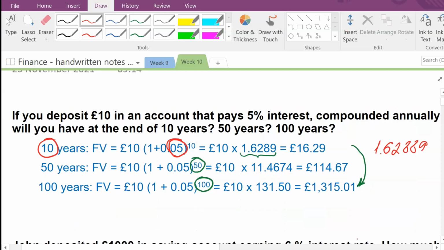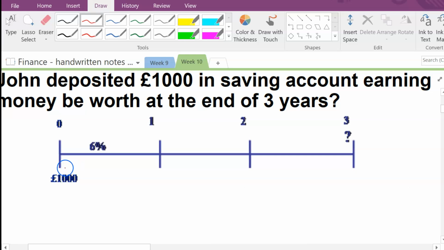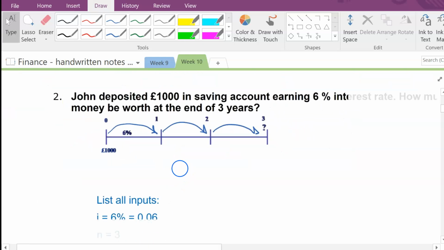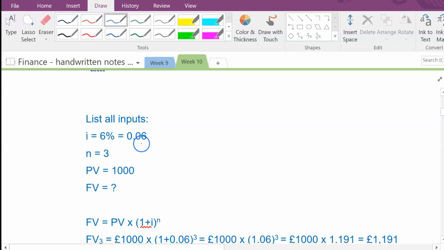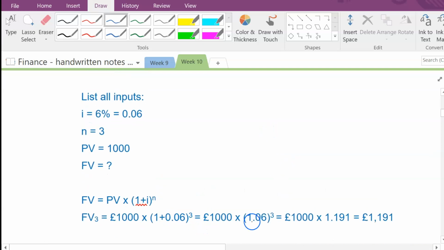No? Okay. Second exercise, very similar exercise. John deposited £1,000 in a saving account, earning 6% interest rate. How much will he have at the end of 3 years? So we have £1,000 now, 6% returned each year. This year, and this year. In other words, we compound interest return 3 times. So in order to do a calculation, these are our inputs. Interest rate is 6%, number of periods is 3, present value is 1,000. Plug all of these numbers into our formula, and again we will get the result, 1,199.